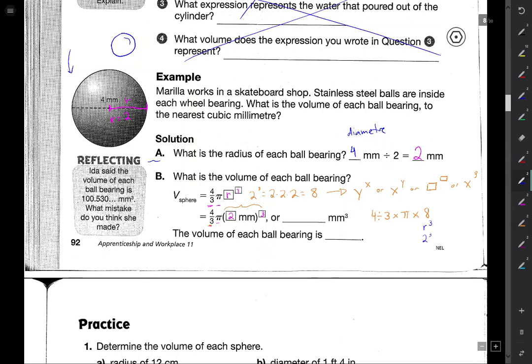So if we plug that in our calculator, your final answer should be 33.51 millimeters cubed. If we round that, we could say the volume of each ball bearing is 34 millimeters cubed. And remember, we're dealing with volume, so our units are cubed.